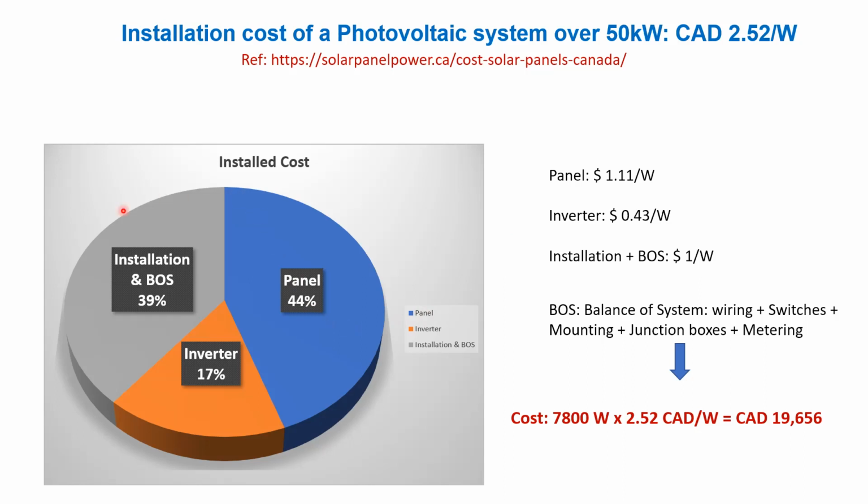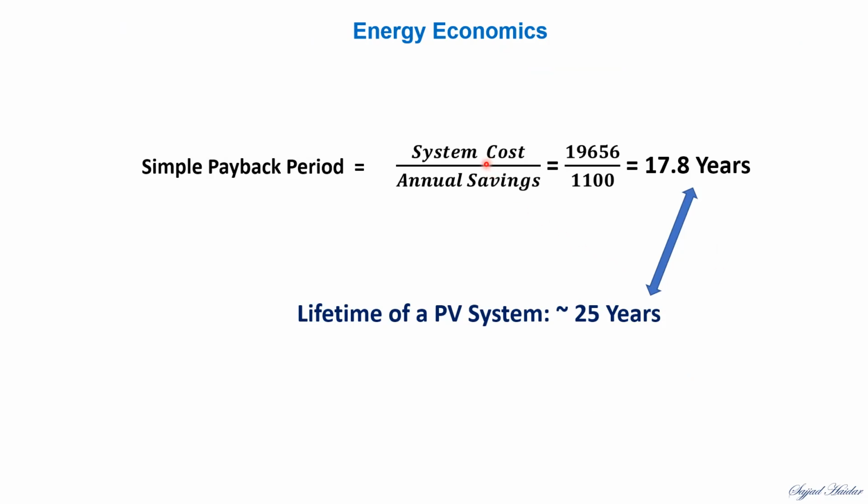If we consider the pie chart, the panel cost is 44%, inverter 17%, and installation and balance of system 39%. So we can find that the 7.8 kilowatt photovoltaic system will cost $19,656. So for simple energy economics, the payback period, that is system cost per annual savings, is 17.8 years.